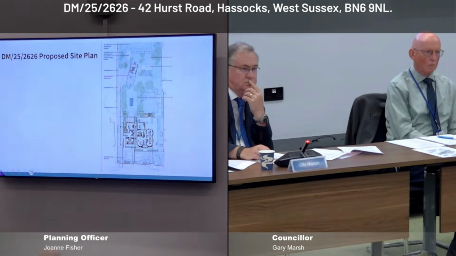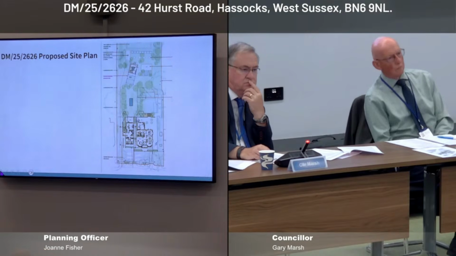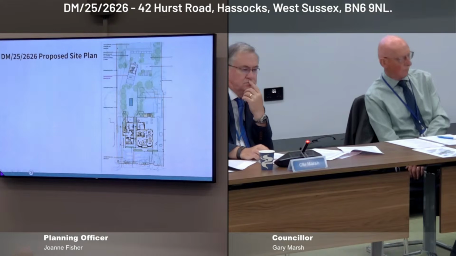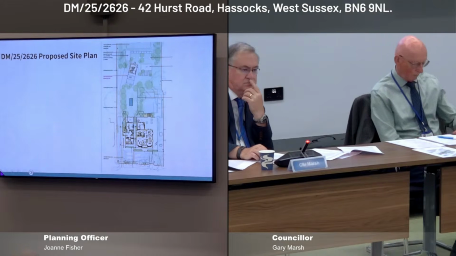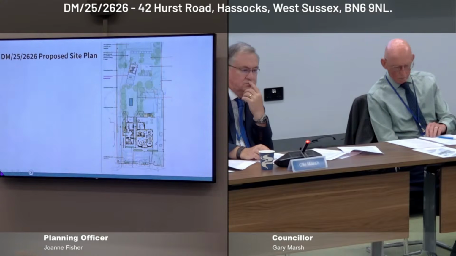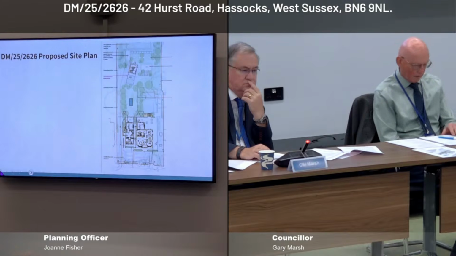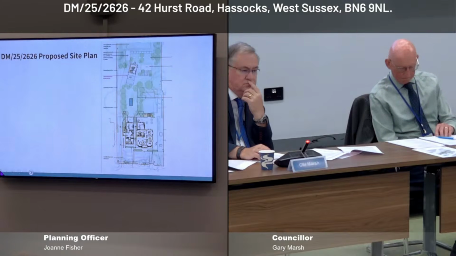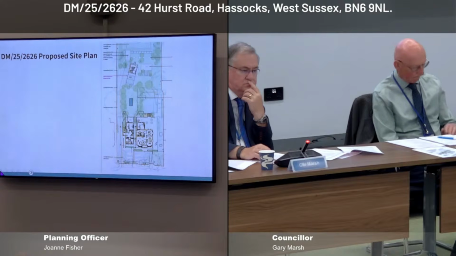So just turning to other issues. In terms of principle, as members are aware, the council is unable to demonstrate a 5-year housing land supply, so the tilted balance is engaged under para 11d of the NPPF. As set out in the report and the presentation, it is officers' view that there are no adverse impacts which would significantly and demonstrably outweigh the benefits of 2 dwellings in this location, which would contribute to the council's much-needed housing supply and make effective use of the land.